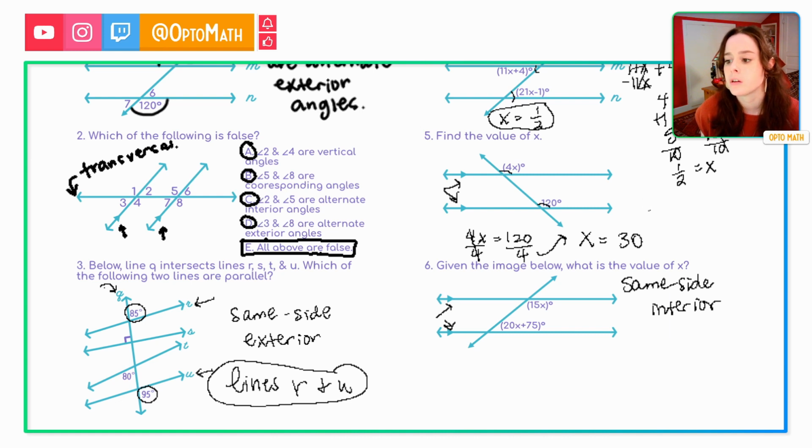And let me write up here for number 5. I didn't write that these are corresponding, so I'm going to do that real quick, even though we talked about it. Okay, so again, let's add these up.